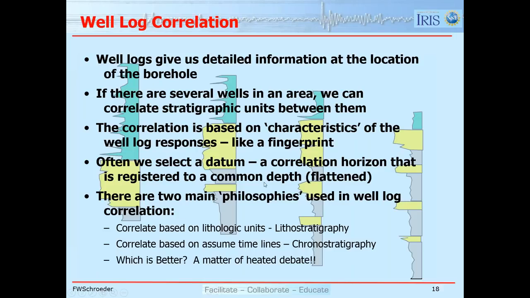When we start correlating from one well to another, there are two main philosophies. One is to look at the rock units or the lithology, and so we can break out a lithostratigraphic correlation. The other way to do it is to assume what the geological timelines are, so looking for geologically time-equivalent units, and if we can do that, that's referred to as chronostratigraphy. Which is better? That's a matter of heated debate. It somewhat depends on your use of the well log correlations. In some cases, the rock correlations, the lithostratigraphy, makes more sense. In other times, the chronostratigraphy makes more sense.